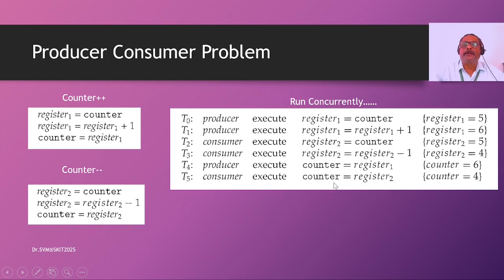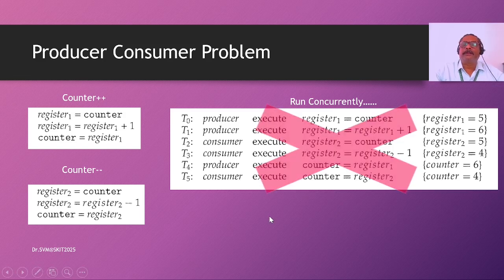So 6 is written at the location counter, and finally the consumer is executing its last line and it writes 4 onto the counter. So what has happened was these last three lines are updating the counter value, and the counter value first was updated by the producer to 6 and then by the consumer to 4. Therefore finally the value written on the location is 4, and hence the answer is wrong.